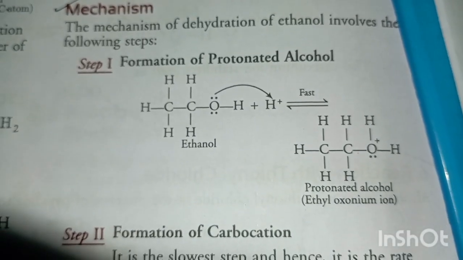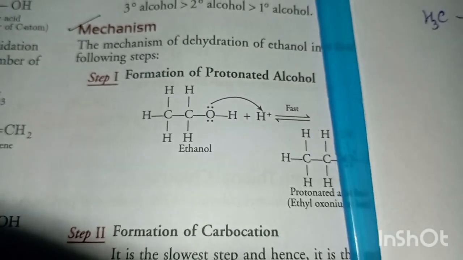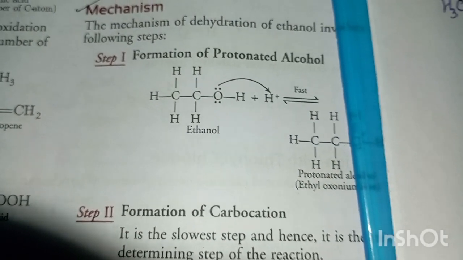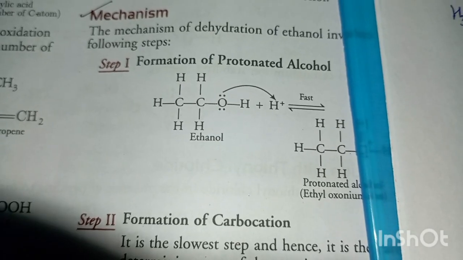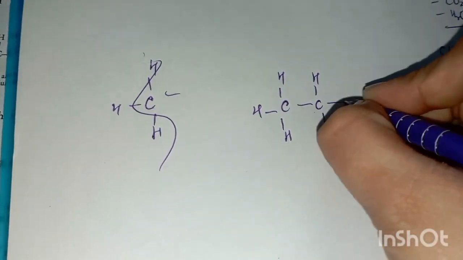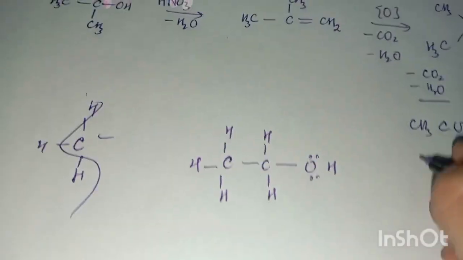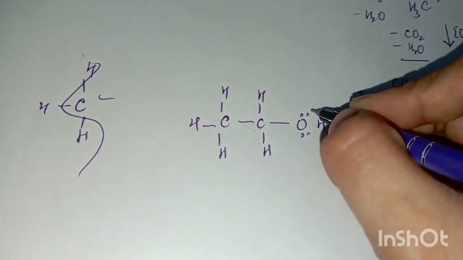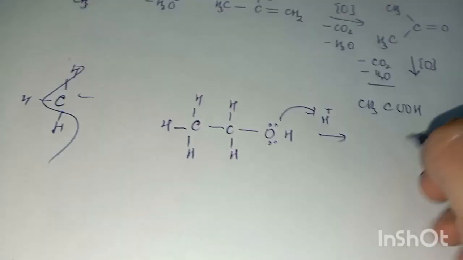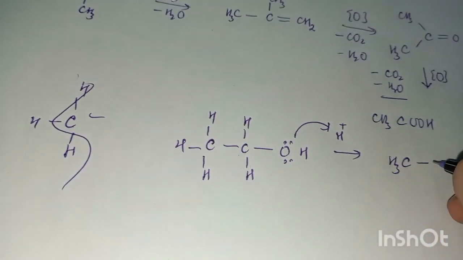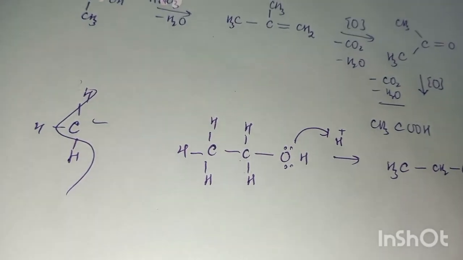Step 1 is the formation of protonated alcohol. Suppose we have taken ethanol here. The first step is the fast step. Formation of carbocation is the slow step, and the slow step is the rate determining step. Here we have taken a mineral acid. The H plus of the mineral acid will attack. What kind of attack will it be, nucleophilic or electrophilic? Tell me. So that leads to the formation of protonated alcohol, CH3CH2OH2 plus.